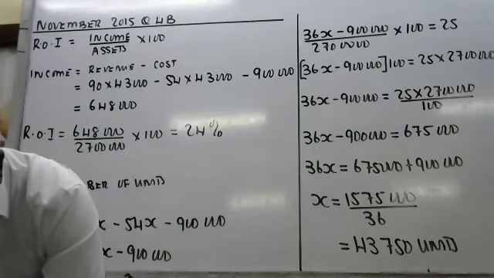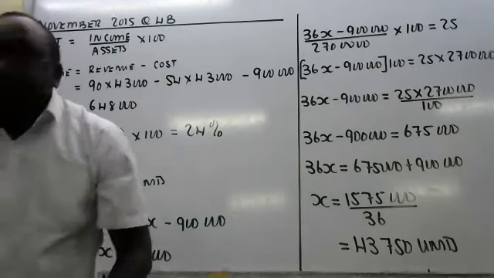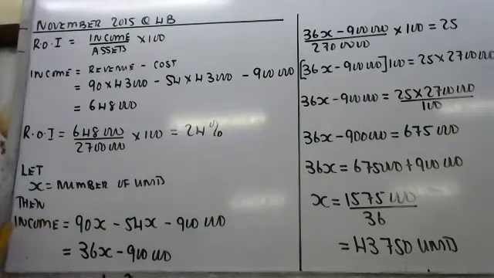Then you are told the lowest price at which Pedro Limited could sell the additional 10,000 units without reducing the return on investment. So we want the lowest price and still get the 24%.